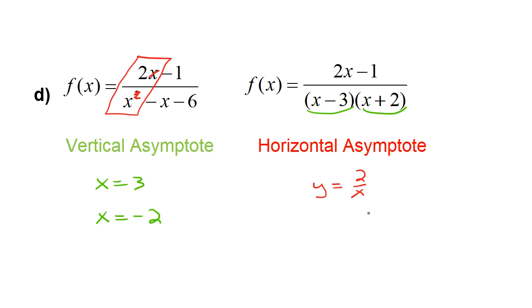you look and see, well, what happens as x gets large? As x gets monstrously large, 2 over a monstrously large number, like 2 over a billion, is very close to 0. So this is y equals 0, because as x approaches infinity, this fraction is going to approach 0. So this one had two vertical asymptotes and one horizontal asymptote.